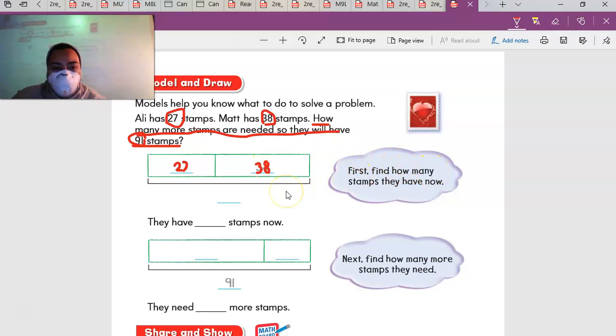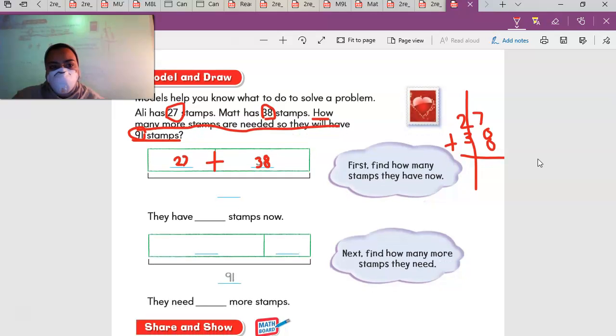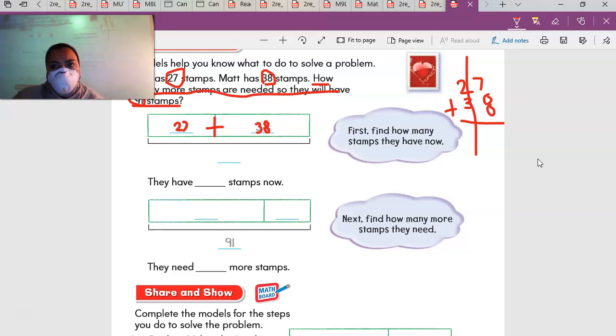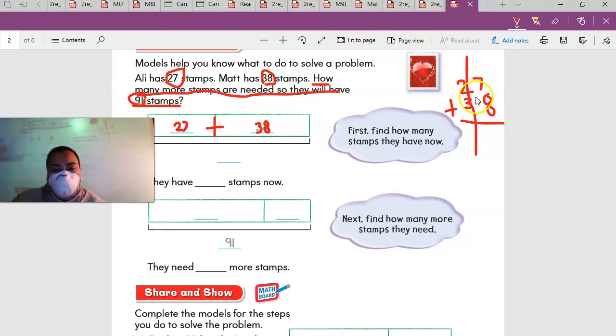First, you have to see how many stamps they have. Adi has 27, Matt has 38. We have to find out how much they have together, and then we're going to subtract that number by how many more they need. So, let's do the first step. 27 plus 38 is what? Don't shout it out. Raise your hand when you know. What is it, class? 65. 7 plus 8 is 5, and 1 gets brought upstairs, and then 3 plus 2 is 5, plus 1 is 6. 65.